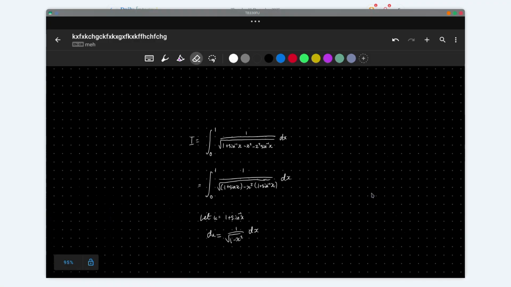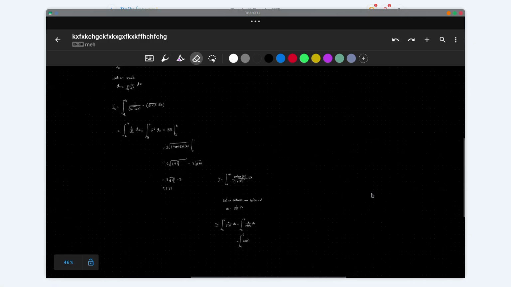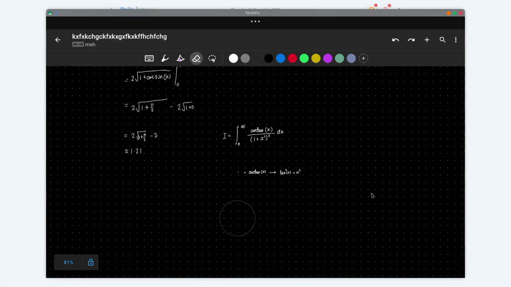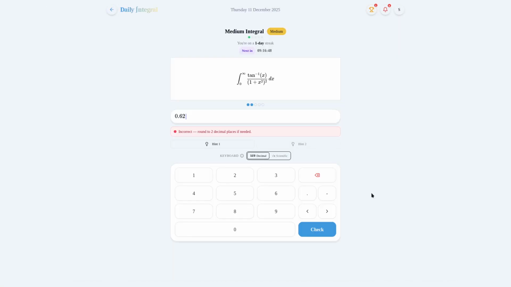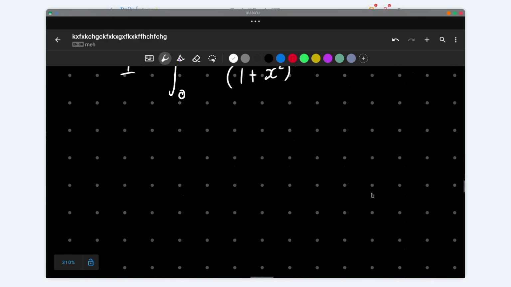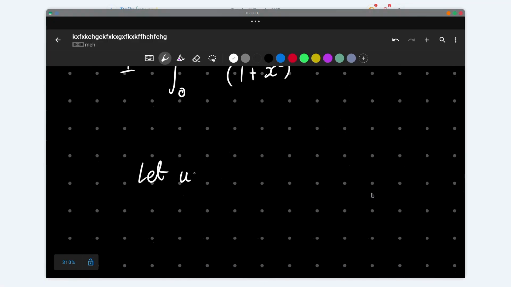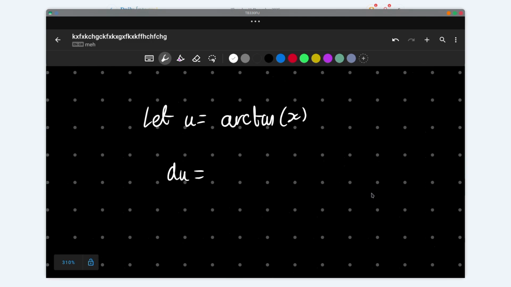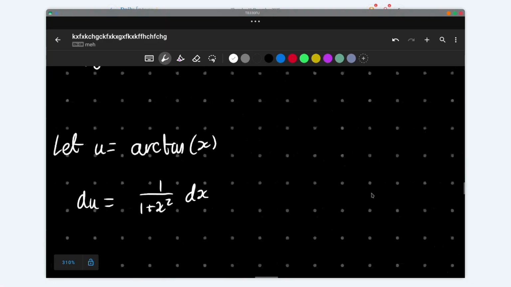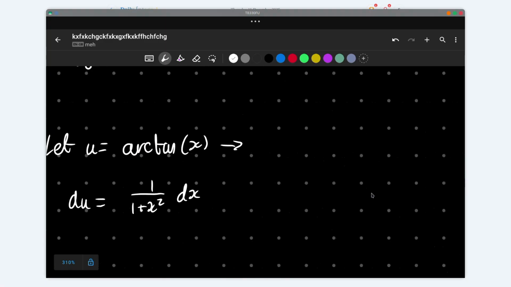Oh, that's a different question. I was wondering why there was so much stuff. Okay, this is the question. There we go. I didn't write anything wrong. No. Okay. Let u equal arctan x. du would be equal to 1 over 1 plus x squared dx. From here, actually, we would say tan of u equals x.